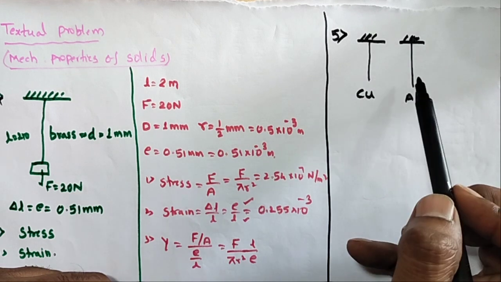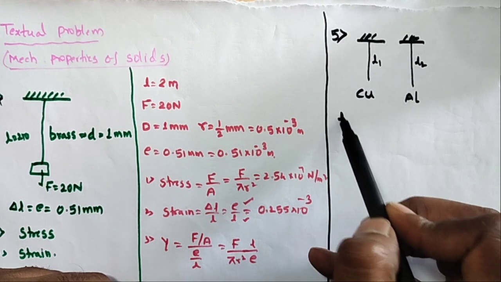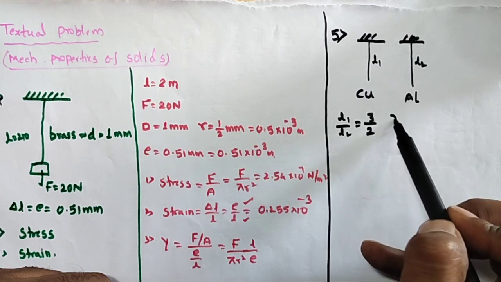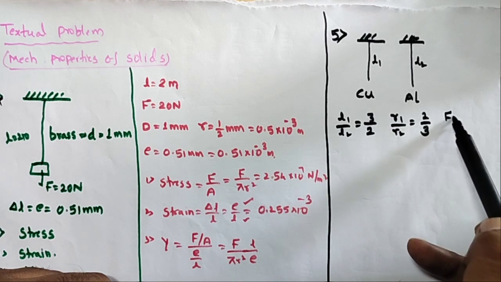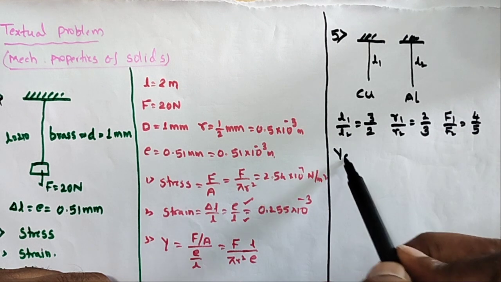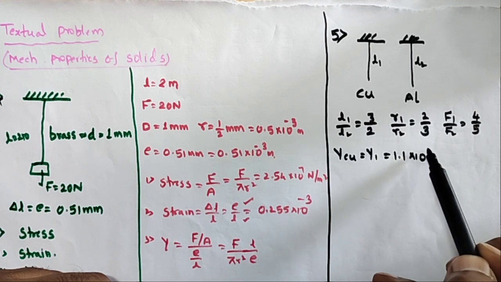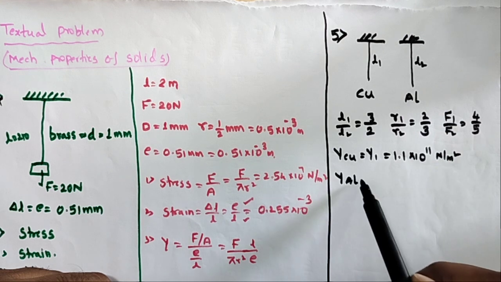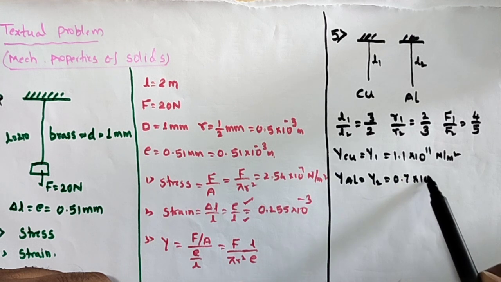In this question, the lengths are L1 and L2, and the ratio L1 by L2 is equal to 3 by 2. The radius ratio R1 by R2 is equal to 2 by 3, and the force ratio F1 by F2 is equal to 4 by 5. Y of copper, Y1, is 1.1 into 10 power 11 Newton per meter square, and Y of aluminium, Y2, is equal to 0.7 into 10 power 11.